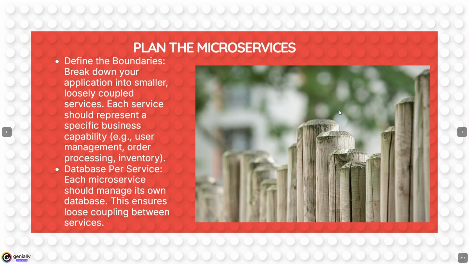Each service should represent a specific business capability, such as user management, order processing, inventory. And next, database per service. Each microservice should manage its own database. This ensures loose coupling between services.